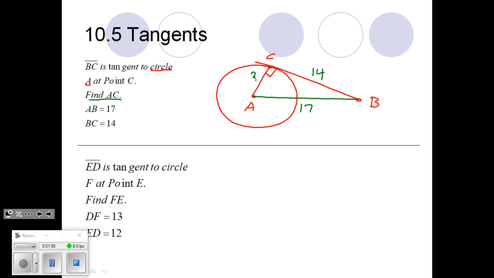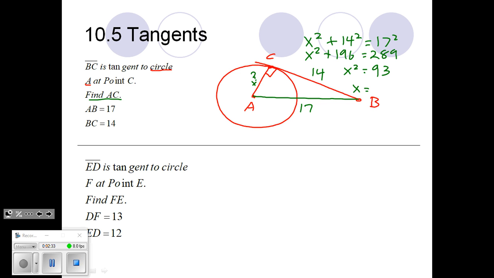Anytime we know two sides of a right triangle, we just want to apply the Pythagorean theorem. So we're going to put an x here for the side we don't know, and we're going to apply it as x squared plus 14 squared equals 17 squared. 14 squared is 196. And 17 squared is 289. So x squared equals 289 minus 196, which will give us 93.